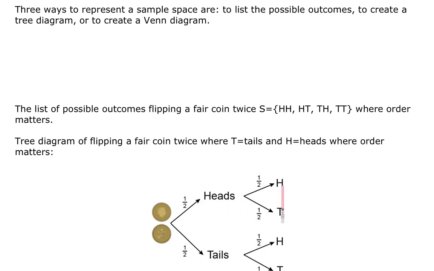And then if I get a head, I could then get a head, so this is where I get head, head. And then I could get a head, then a tail, and so this is where I get a head, then a tail. And then I could go down this other branch and get a tail, then head, and then a tail, then tail. Now notice I have the same sample space here as I have on this tree diagram. And what I did is I went down each branch: head, then head; head, then tail; tail, then head; tail, then tail.